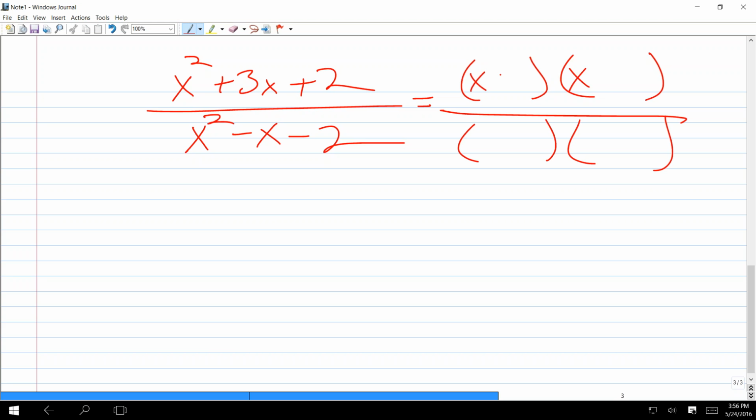x plus 2 and x plus 1. About the denominator: x minus 1, x minus 2, x plus 1.